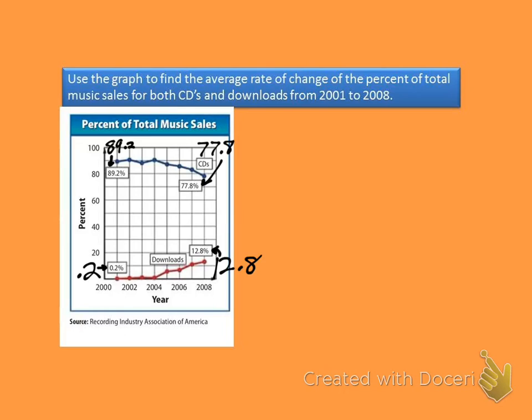Now, it's asking for two different questions. It's asking you for CDs. Do it once for CDs, and then it's asking you to do it once for downloads, which I'll eventually write down here. All right, so let's focus on the CDs first, which is the blue graph up here. Everybody see that?